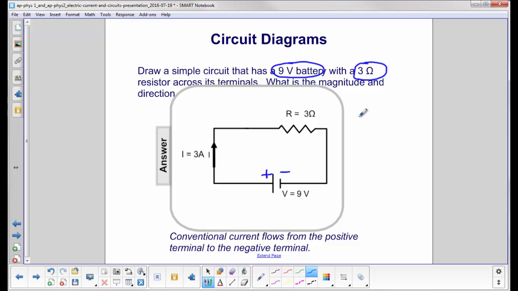And then to find the current, we use Ohm's law. I equals V over R. V is 9 volts, R is 3 ohms, and we label this with I is 3 amps. And notice the direction of the current. It's leaving the positive terminal, going up this way, then around here, like this, keeps going, and it comes back to the battery. It makes a complete circuit.